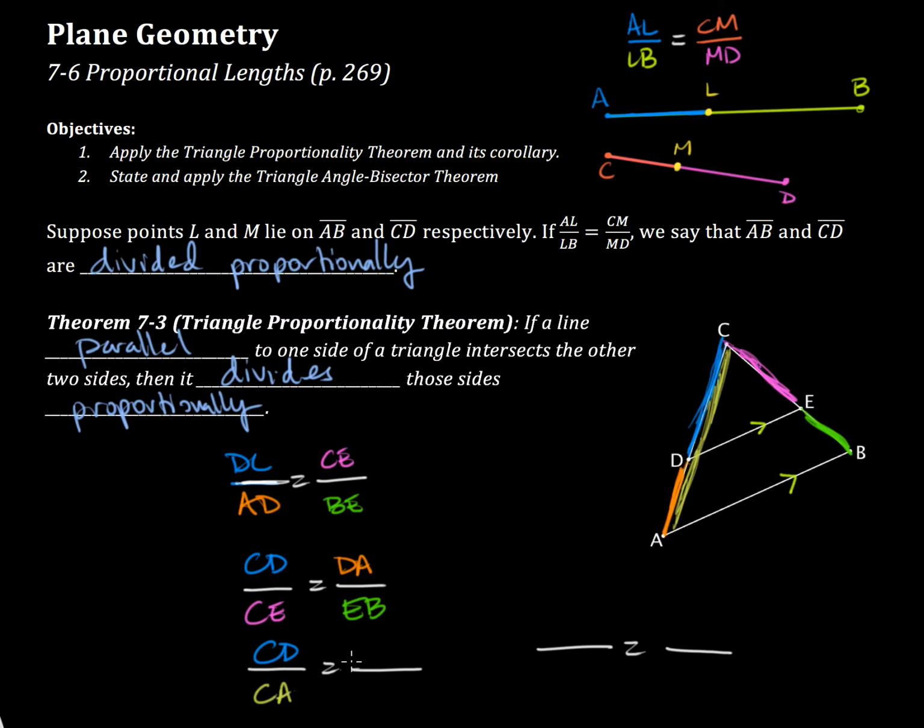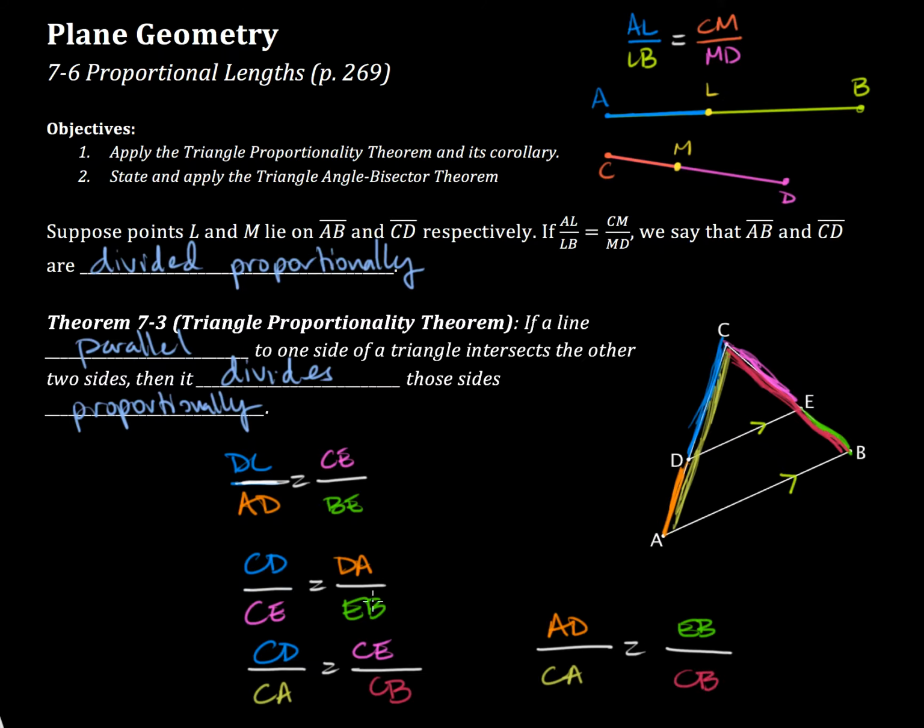Pair CD with CA, and it will equal CE paired with CB. So I took the top part over the whole thing, which equals the top part on the right side over the whole right side of my triangle. Now I can do the same thing with the bottom part and the entire left side. So AD over AC, or CA, would equal EB over the entire side, CB.